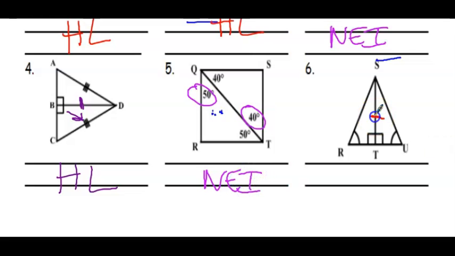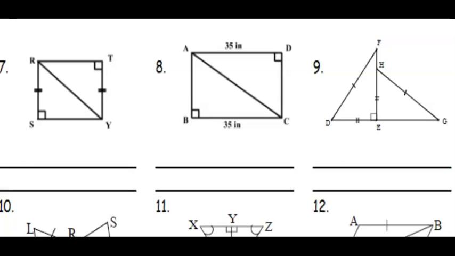The next one, I have 2 angles and only this side. So don't automatically think because it's 90 degrees, that it gives me the hypotenuse. So I can't use hypotenuse leg. But I can use angle, angle, side. I have this angle, I have this angle, and I have this side. So make sure you pay attention to what they're giving you.